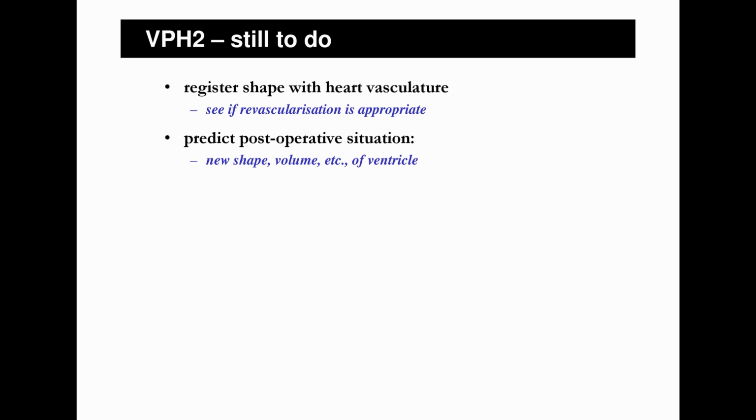The next stage is to register the shape with the heart vasculature. In other words, to know where the blood vessels in the heart wall are, and to be able to map that onto the model as well, because sometimes the surgeon will do what they call revascularization. In other words, they will enable the blood to flow through the heart arteries more efficiently than it currently does, and to enable the heart to function rather better. Okay, so they will often do that at the same time as they're performing their major surgery.